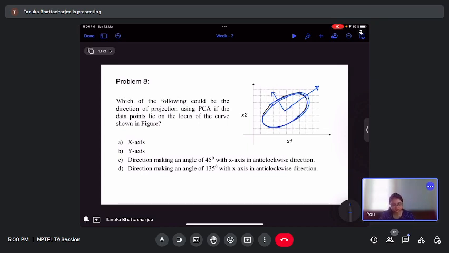So, this is basically the direction of maximum variance, along that will be the first eigenvector. So, that will be the direction of your first principal component. It is basically making an angle of 45 degrees with the x axis in the anticlockwise direction. So, this is the correct answer.